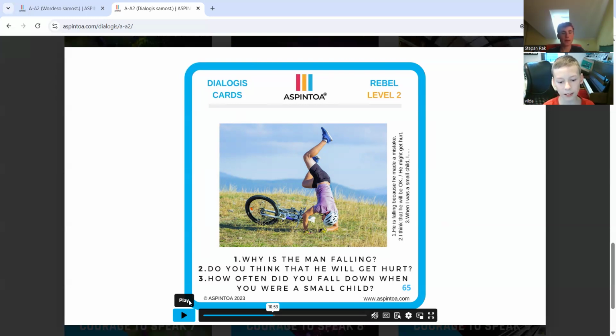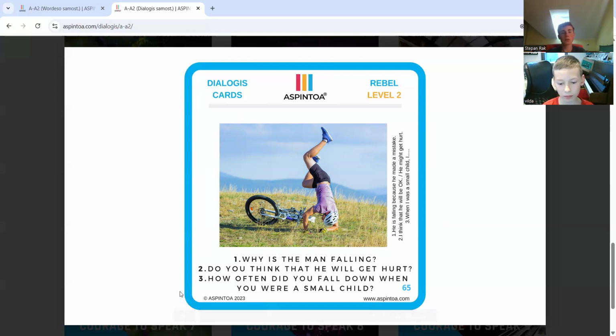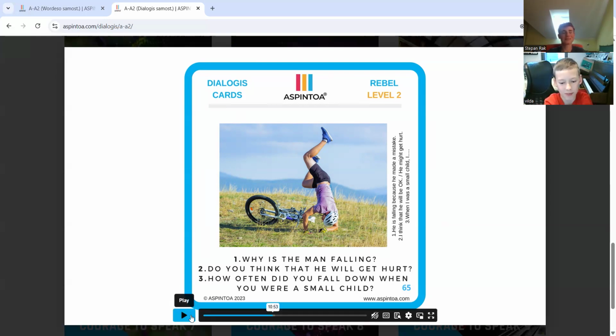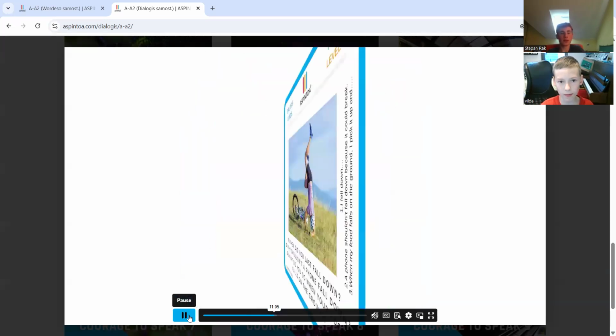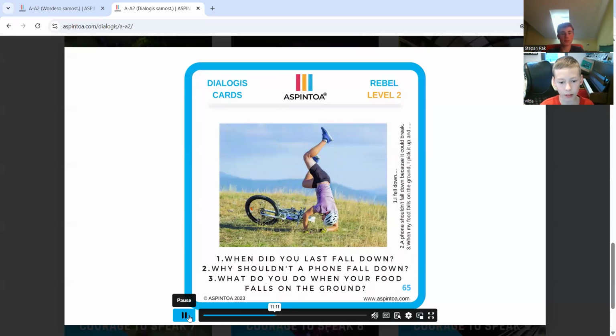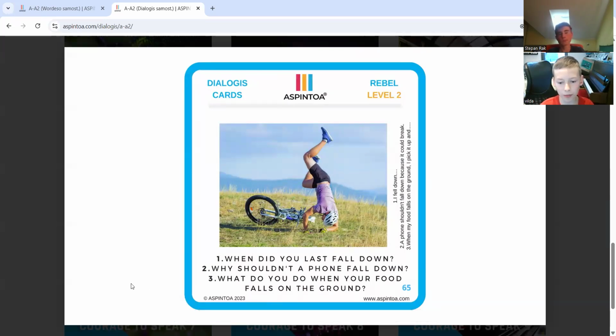And how often did you fall down when you were a small child? Quite a lot, because I was dumb. Yeah, all children fall down all the time since they're not very stable. They don't know how to walk properly. Okay, and now you can ask again. When did you last fall down? Probably today during PE when we played football and I got fouled, so I fell down.